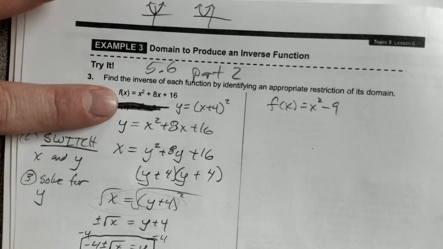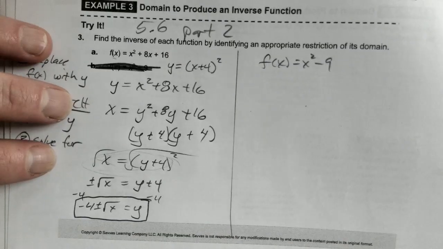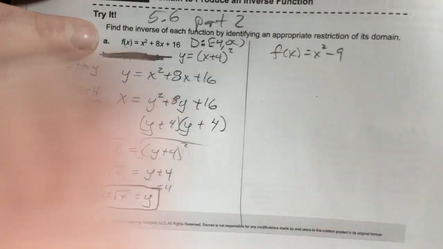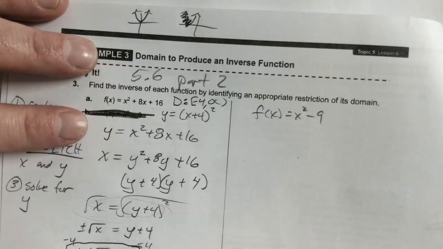So what domain should I have for the original function? What's my domain have to be so that I have the inverse be a function? Negative 4 to infinity. Yes, good. So let's say that the domain here is going to run from negative 4 to infinity. And when I do that, I am now effectively cutting off the left side of that parabola.